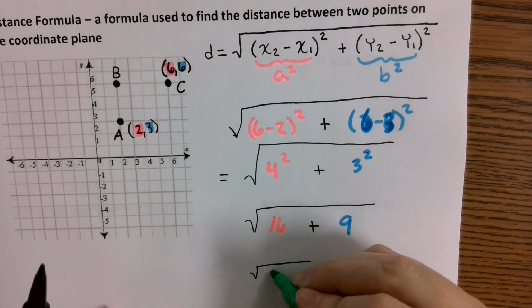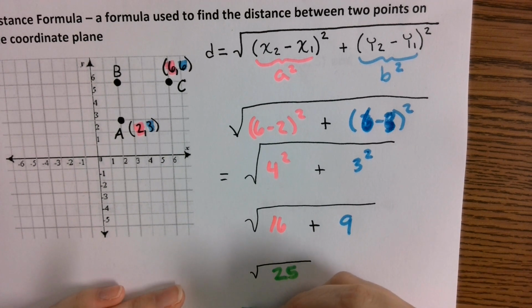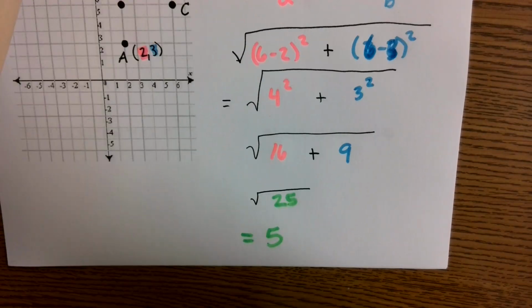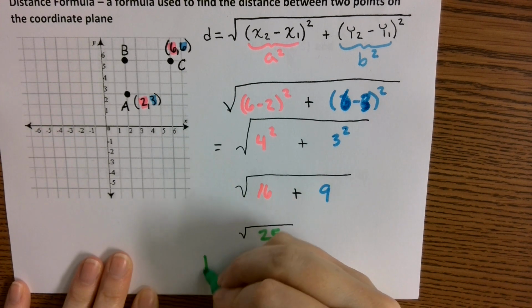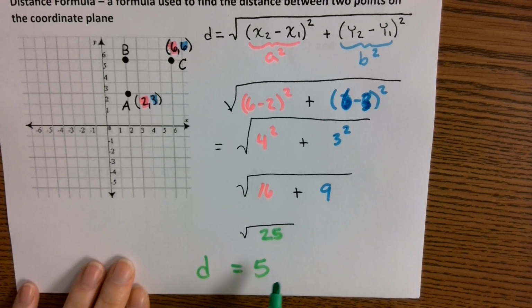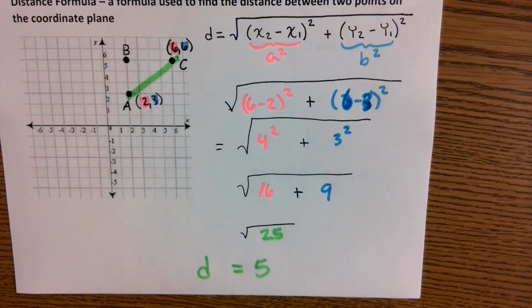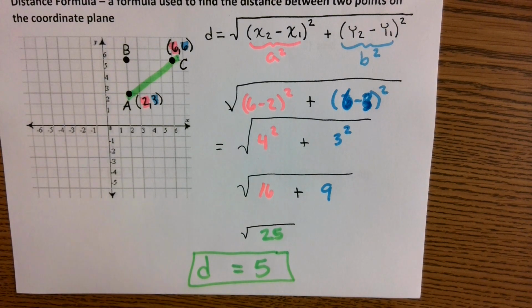And then we're going to take the square root. What's the square root of 25? 5. And remember, we're always going to choose the positive root. We're always going to choose the positive root because it is geometry. So the distance for point A to point C is going to be 5. Okay?